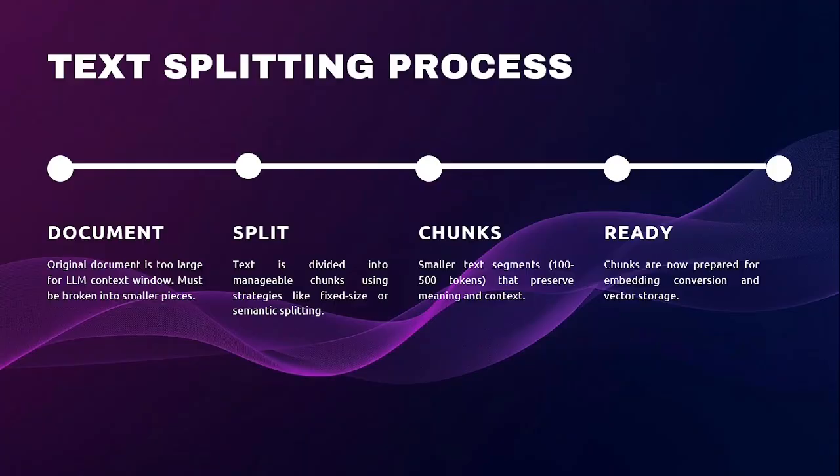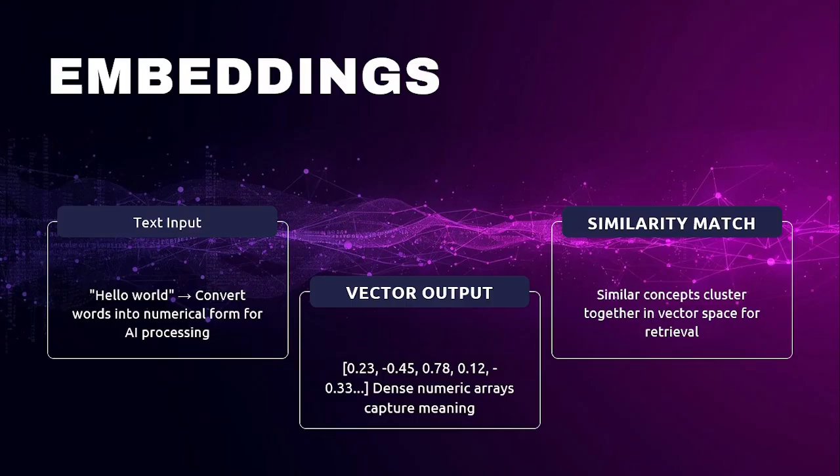Now let's see how this works internally. We start with a large document, but searching the whole document is inefficient. So what we do, we break it into smaller chunks. This makes searching faster and more precise. Now here comes the most important concept, embeddings.